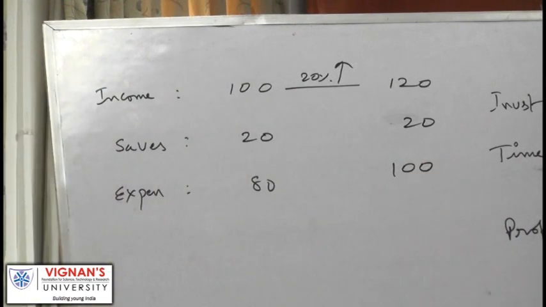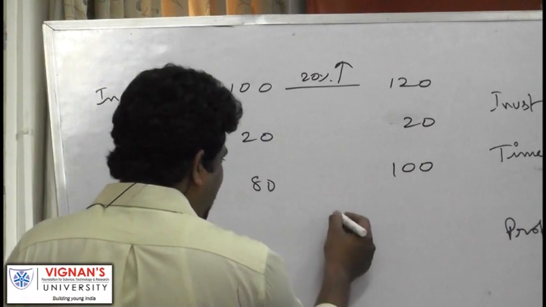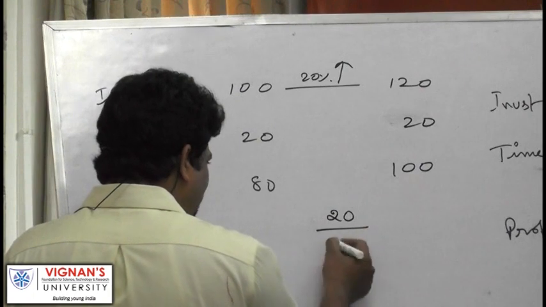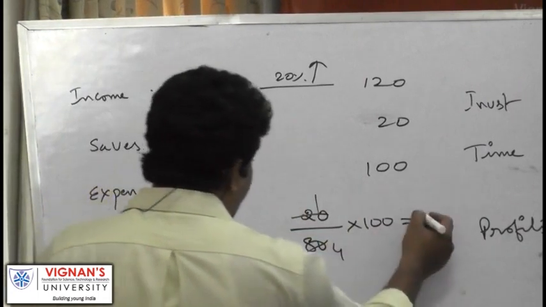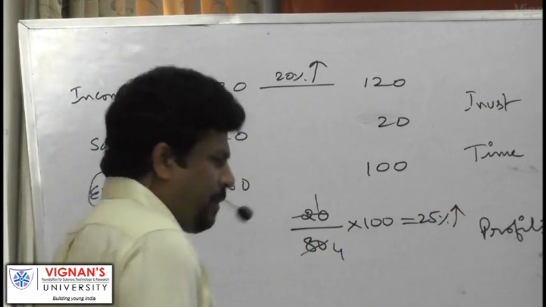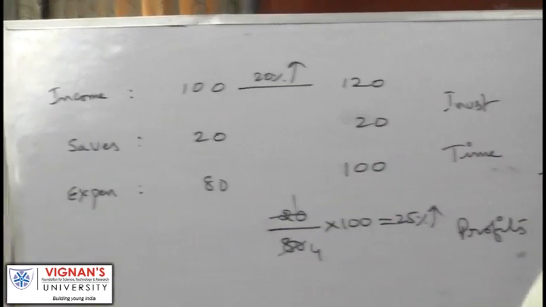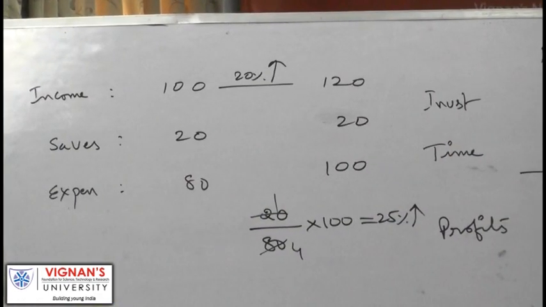What is the present expenditure? Expenditure increased or decreased? Increased by how much? How many rupees extra is he spending? 20 rupees extra out of 80. His expenditure increased by 20 rupees out of 80 rupees. Into 100 will give you the percentage change. 1/4, so it is 25%. So his expenditure increased by 25%. It is not 20. Right? Percentage increase is the difference by base value into 100.